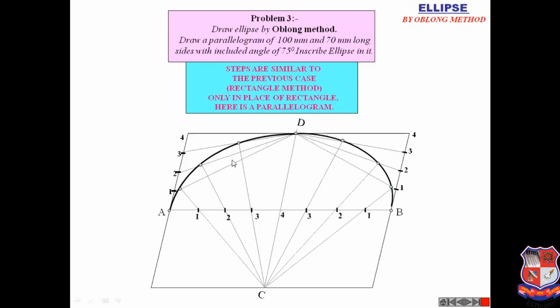You have to draw this ellipse with a French curve. Okay, the same step is repeated here. So you will get this type of smooth curve in the bottom part also. Okay, so by this method we draw an ellipse by the oblong method. The same steps are repeated as in the rectangle method, but only here you have to draw one parallelogram.